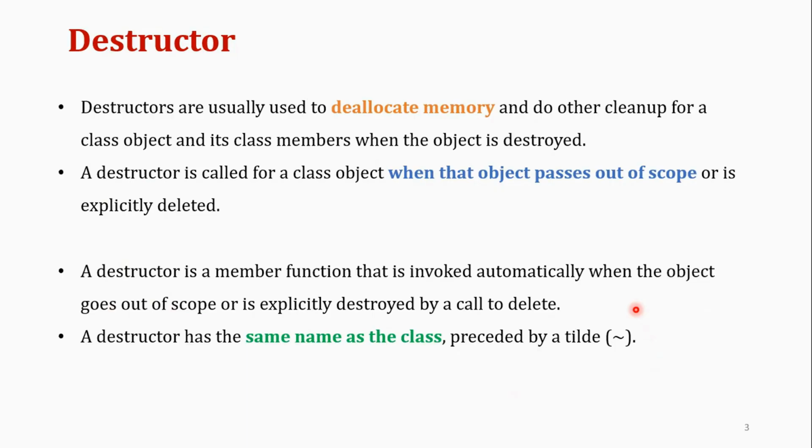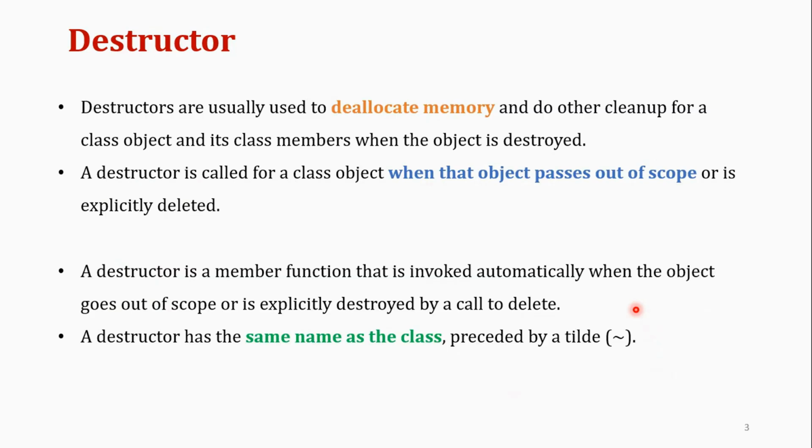So a destructor is actually used to release the memory which is occupied by the constructor. Generally, a constructor is used to allocate memory to the object and initialize the values of the object, and it is occupying the memory. So the reverse is actually the destructor. It is usually used to deallocate memory and do the cleanup activities for the class, the object and class members whenever the object is deleted or destroyed.